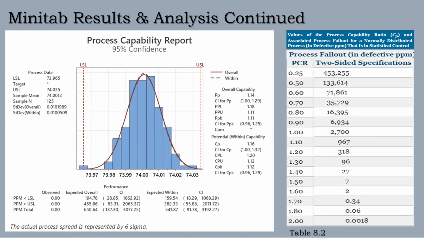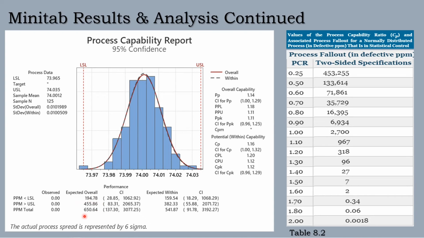If we look down here, we can see that 650.64 parts per million are expected to be defective overall. This relatively low value of non-conforming piston rings shows that the process is capable.